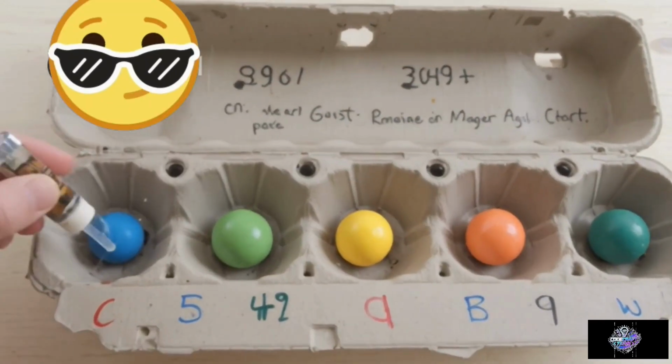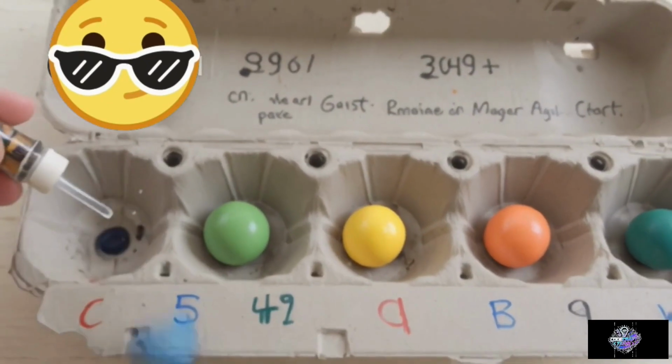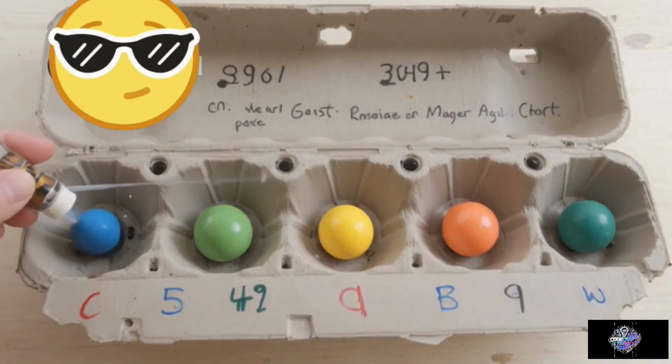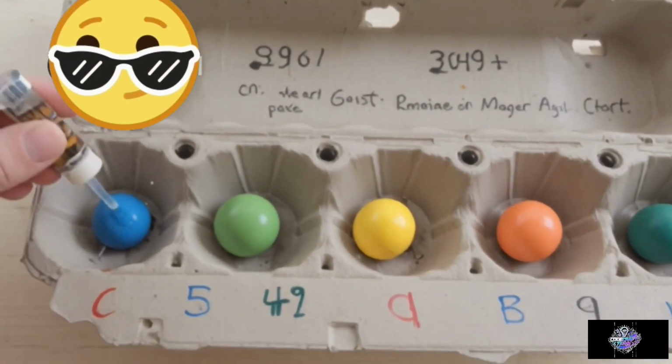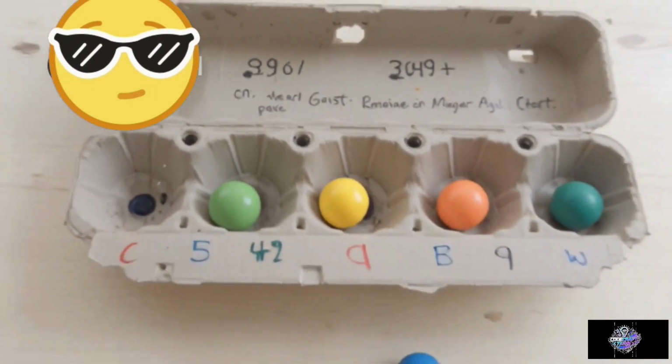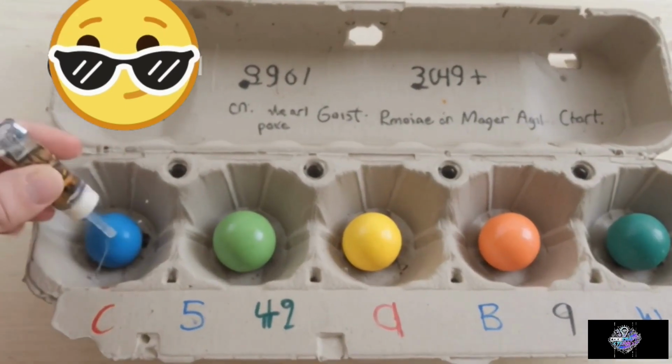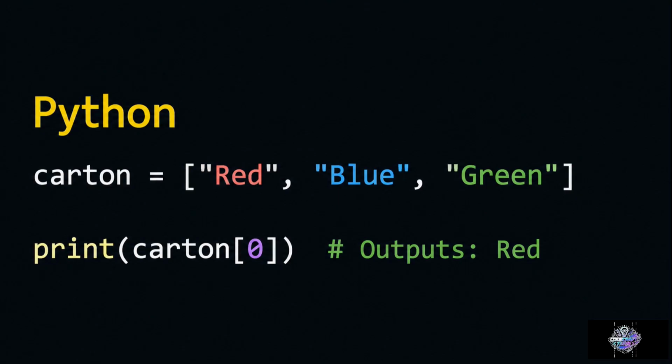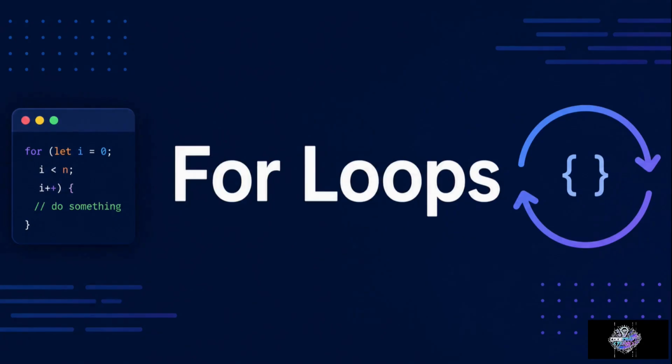A computer doesn't want to create 100 separate variables for 100 items. Instead, it uses an array, which is just like an egg carton. It keeps a list of items ordered in one single box. But here is the catch. Computers are weird. They don't start counting at 1. The very first slot in an array is always index 0.